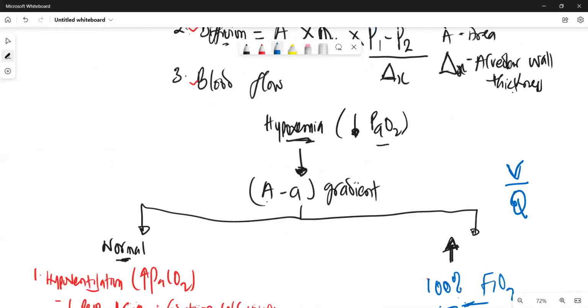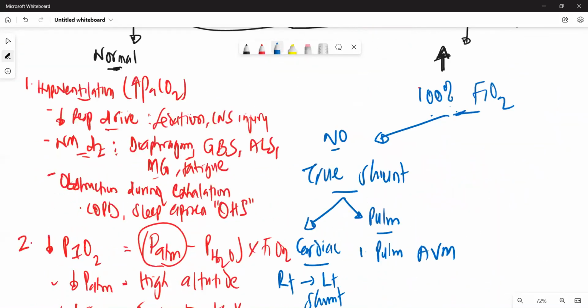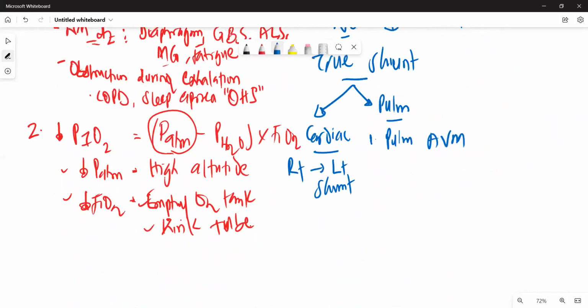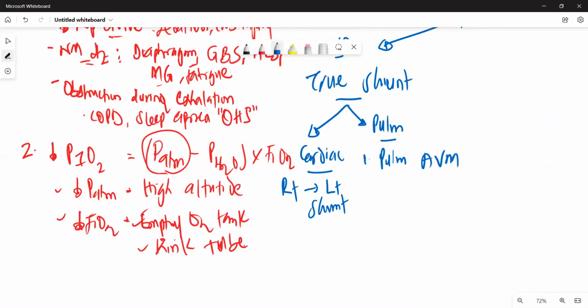So pulmonary AV malformation, right? Which is very common in patients who have a condition like hereditary hemorrhagic telangiectasia, right? HHT, hereditary hemorrhagic telangiectasia. So that could be seen in those individuals.